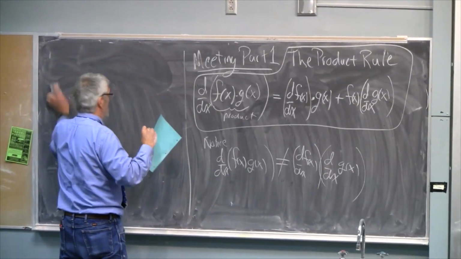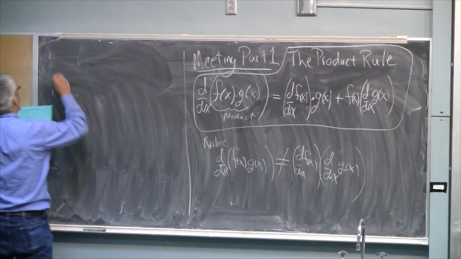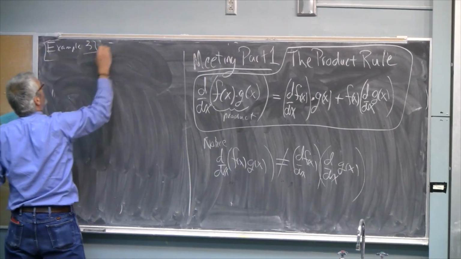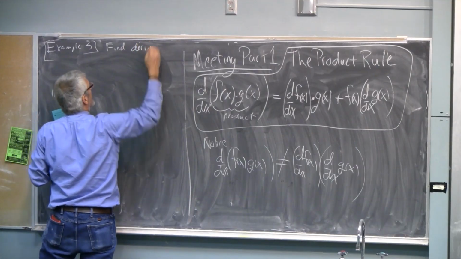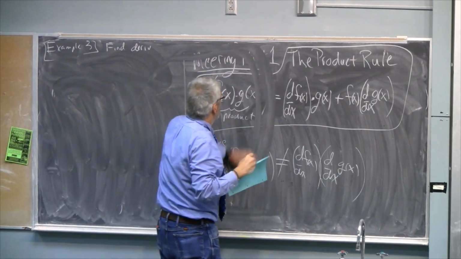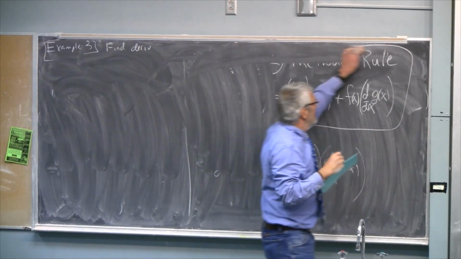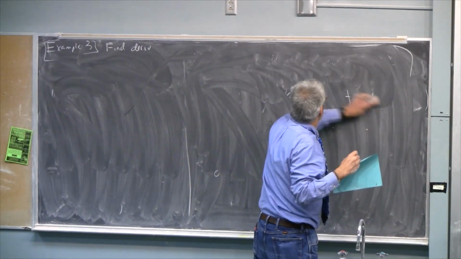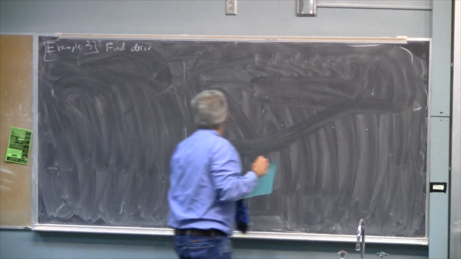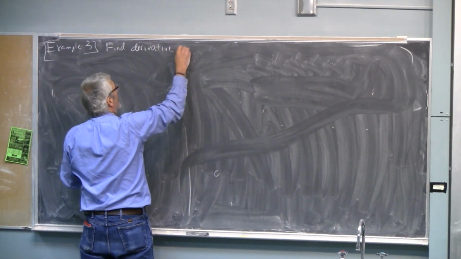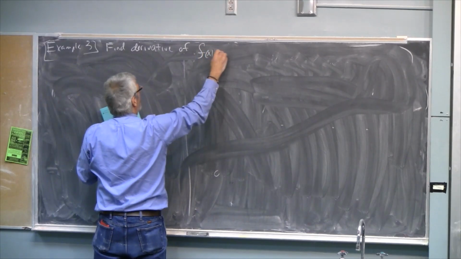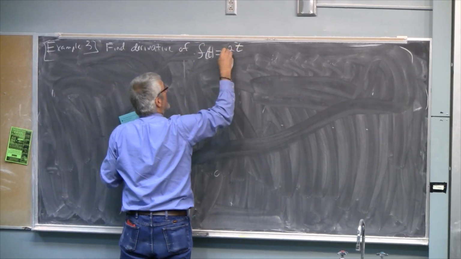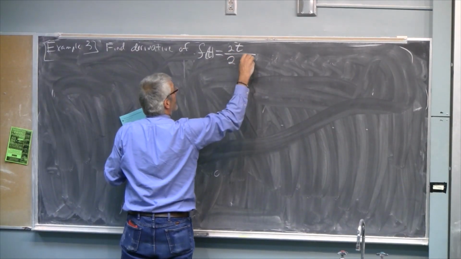All right, example 3. Find the derivative of f of t, which is 2t over 2 plus square root of t.